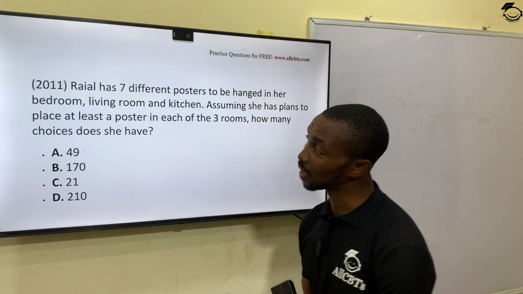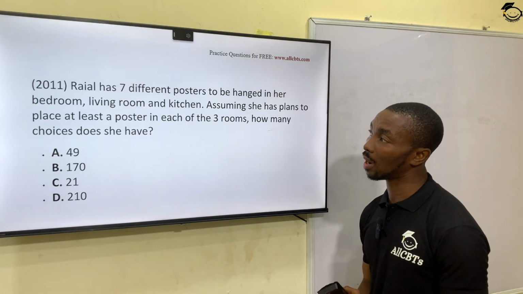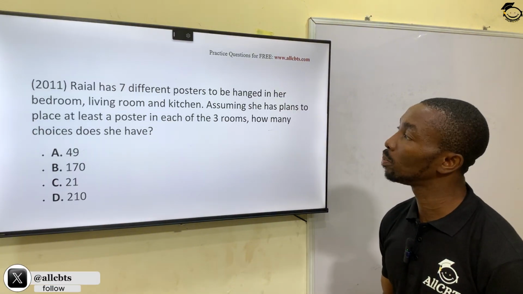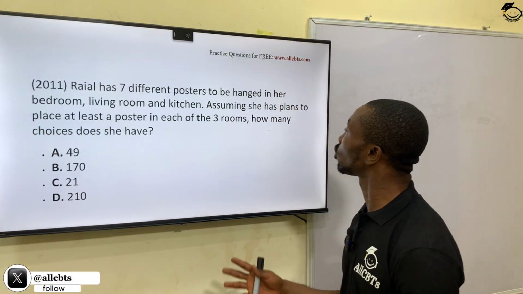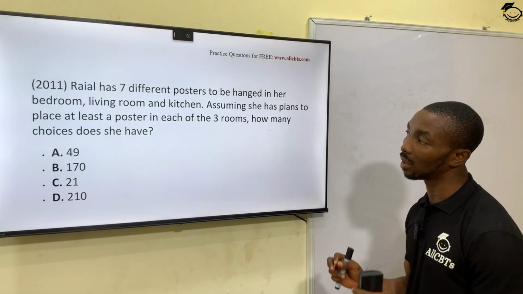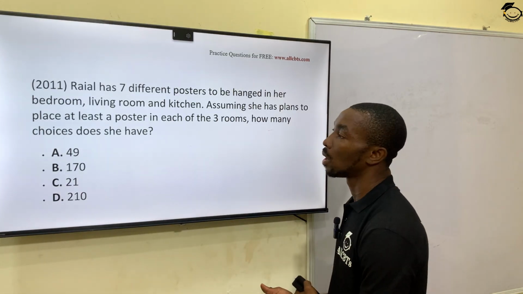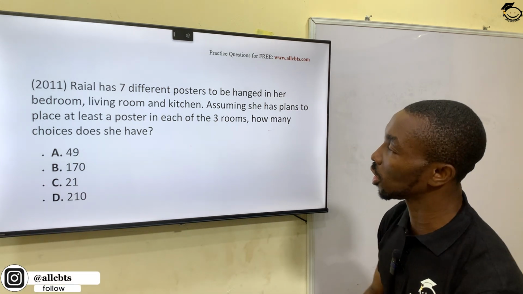Now to our next question, it says, Riel has 7 different posters to be hung in her bedroom, living room, and kitchen. Assuming she has plans to place at least a poster in each of the 3 rooms, how many choices does she have?